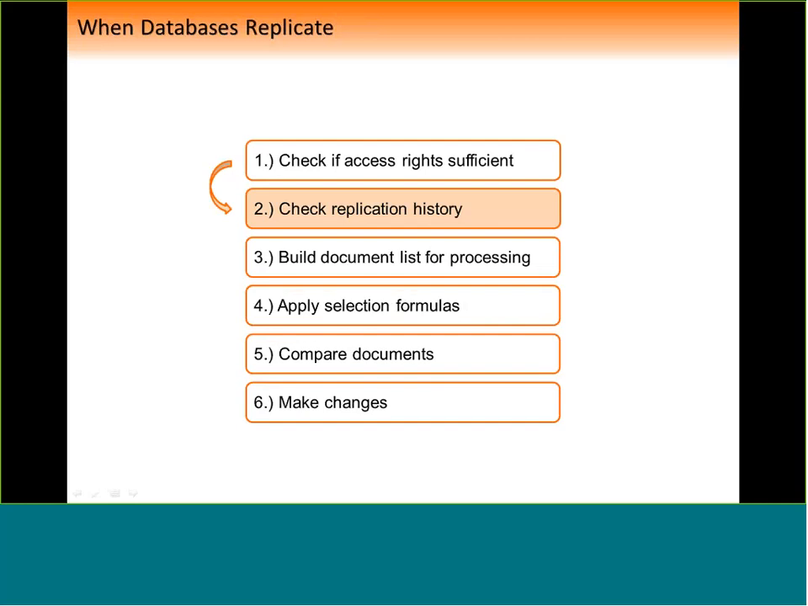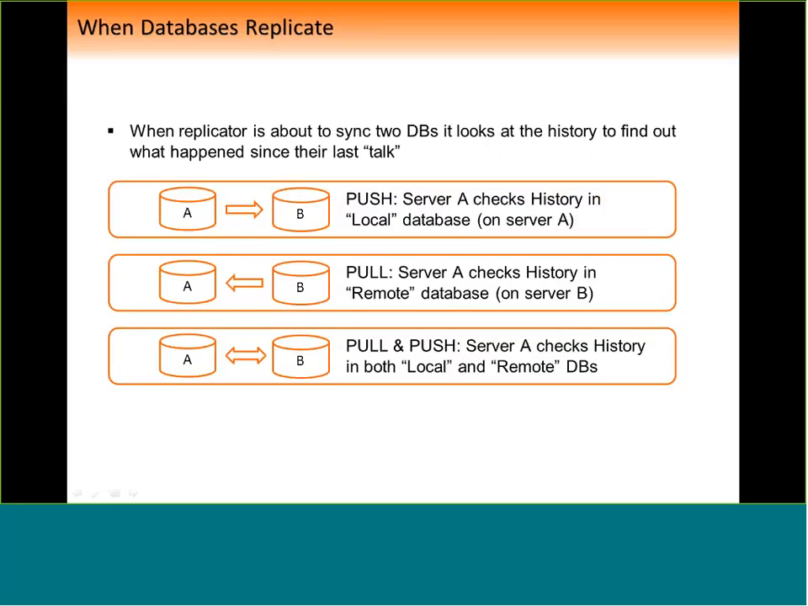So let's delve into replication history now that we've looked at our access rights. When we're looking at the replication history, we have to keep in mind what's happening here, and we have to look at who the source server is. In this particular case, our source server is always going to be server A. In the first scenario, we're doing a push. The second scenario, we're doing a pull. And the third scenario, we're doing a pull-push.